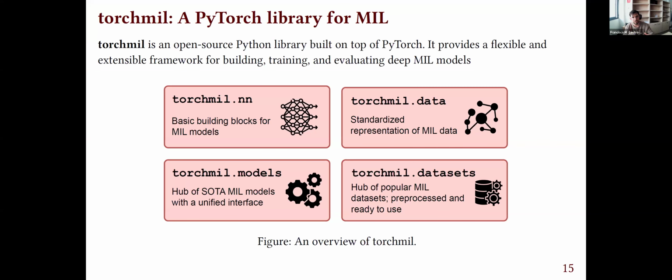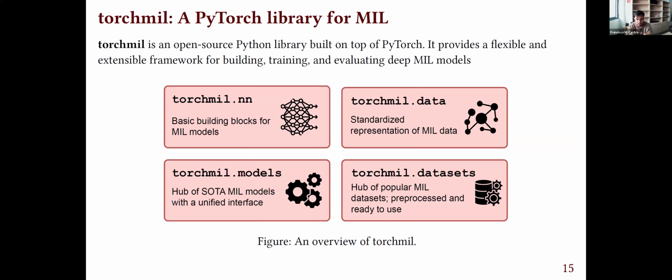Torchmil, as I said, is a PyTorch library for doing multiple instance learning. The idea of this library is to provide a flexible and adaptive framework to build, train, and evaluate multiple instance learning models. For this, we have different modules inside the library. We have a neural networks module that contains different building blocks like transformers, graph neural networks, attention mechanisms, and attention pooling, that are commonly used when instantiating multiple instance learning models.